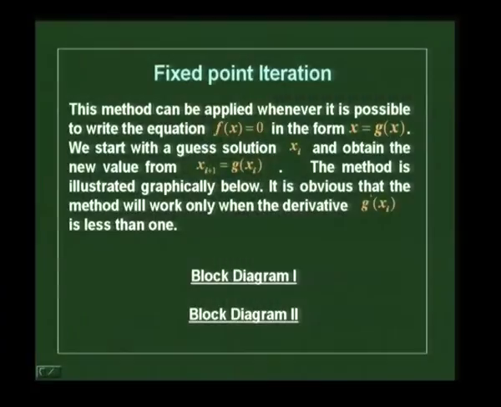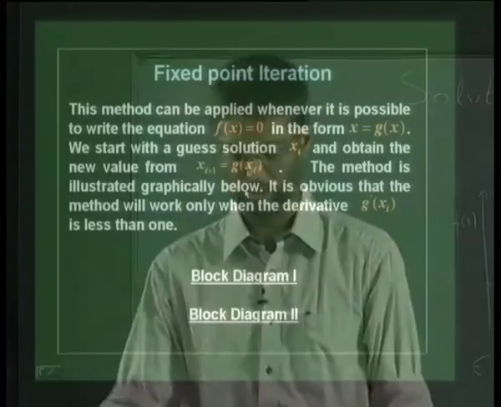The next iteration point is obtained as follows. We start with one guess xi, and the next point xi plus 1 is given by g of xi. If your guess xi is actually a solution, then this is an identity, so xi plus 1 will be the same as xi. The error would be xi plus 1 minus g of xi divided by xi plus 1. Now I will show you this method graphically, and then we will come back and discuss where this method can fail and where it works better.